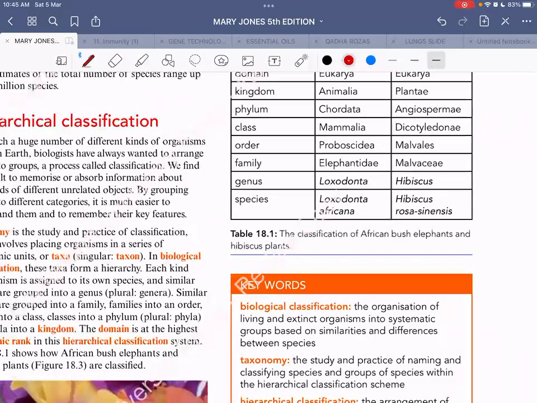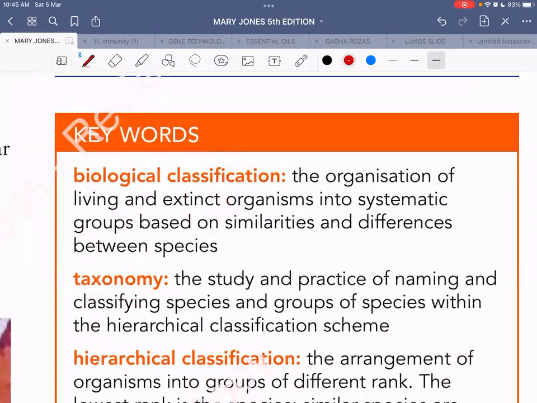So we need to biologically classify organisms, and this biological classification is actually defined as the organization of living and extinct organisms into systematic groups based on similarities and differences between species. ठीक है? We want to classify them. Living को भी include करेंगे, extinct को भी group करेंगे, and we will be making systematic groups. और उन groups बनाने का कोई benchmark होगा, based on similarities and differences in between species.